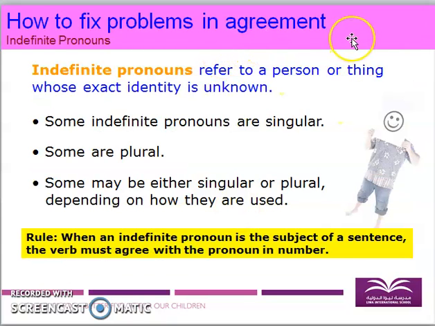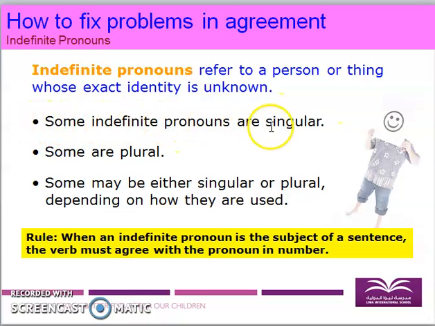How to fix problems in agreement if we use indefinite pronouns as our subject in our sentences? Indefinite pronouns refer to a person or thing whose exact identity is unknown. Some indefinite pronouns are singular and some are plural. Some may be either singular or plural depending on how they are used. This is the rule: when an indefinite pronoun is the subject of a sentence, the verb must agree with the pronoun in number.